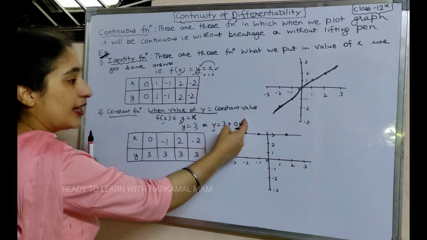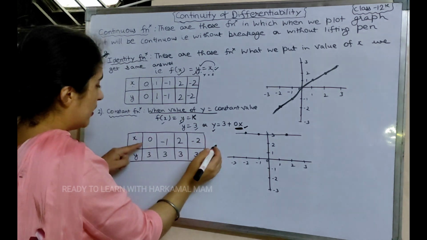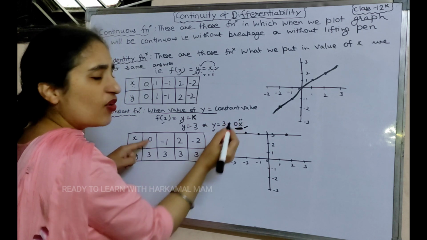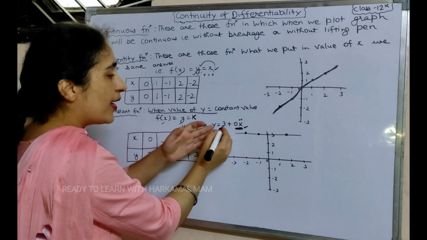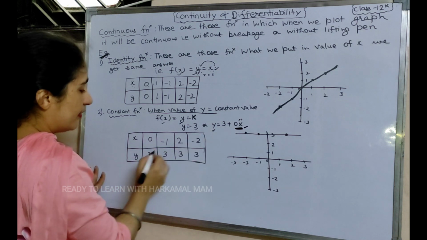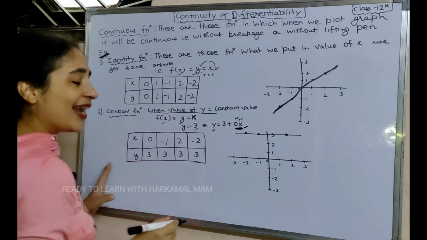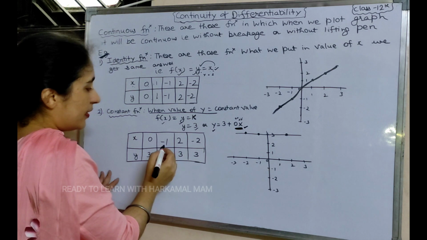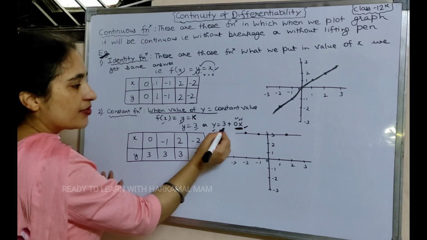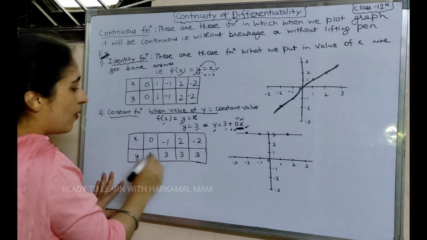Here is the value of x and y. If we put the value of x, we get the value of y. When we take x equal to 0, something multiplied by 0 is always 0, so the value of y remains 3. When x is 0, y is 3. When x is minus 1, multiplied by 0, anything multiplied by 0 is 0, so the y value is 3. When we take x as 2, the y value always remains 3, as this term is always 0. And when x is equal to minus 2, y remains 3.